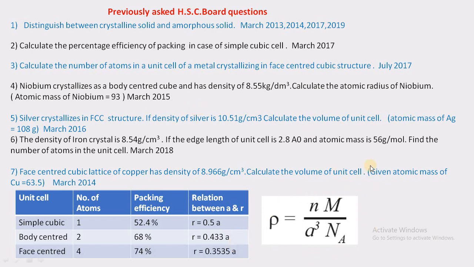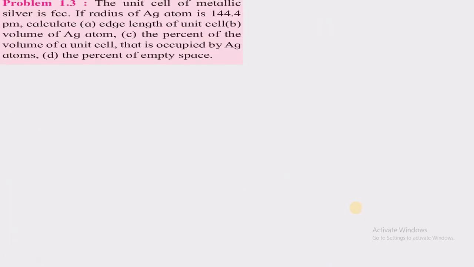One problem in the previous session we have already solved, but we have to see 2 relations and problems like this. The unit cell of metallic silver is FCC. Here the FCC structure is given. If the radius of Ag atom, silver atom, is 144.4 picometer, and here the radius is given in picometer, we have to convert it into centimeter.